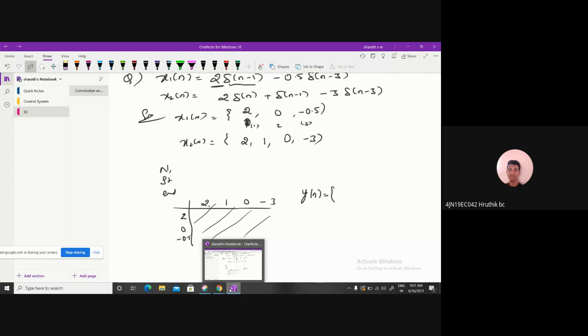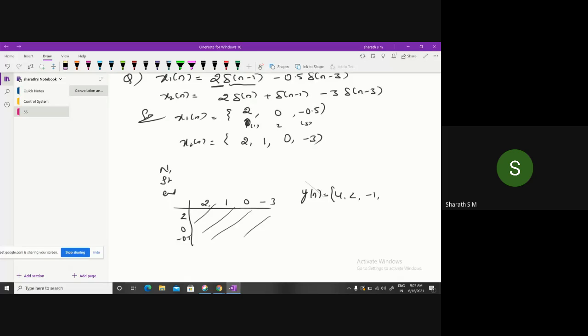Sir, 4, 2, 4, 2, minus 1, minus 1, minus 6.5, then afterwards 1.5. Minus 6.5, afterwards we have a 0, afterwards we have a 1.5, and then we need to write down this whole signal in terms of impulse response.